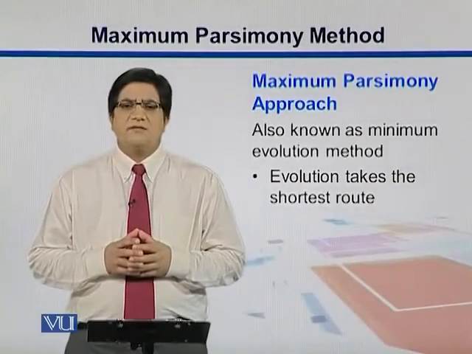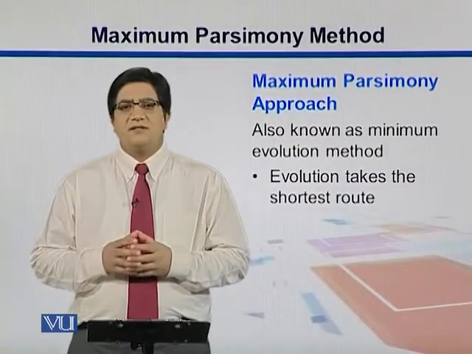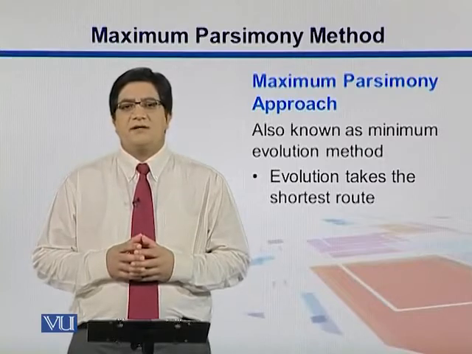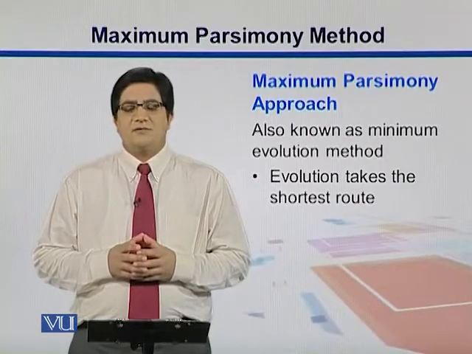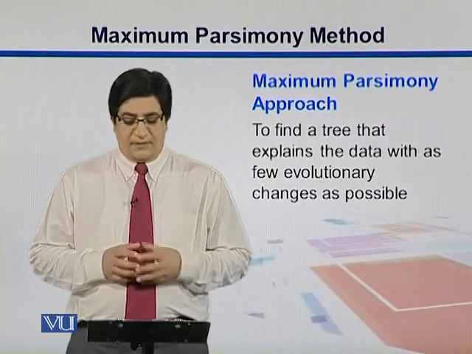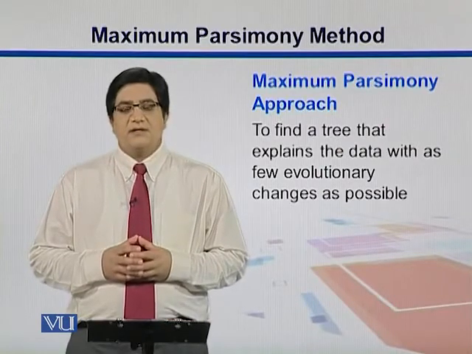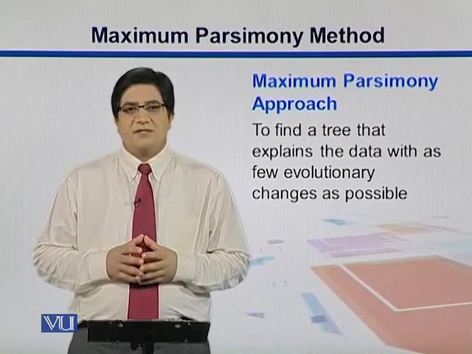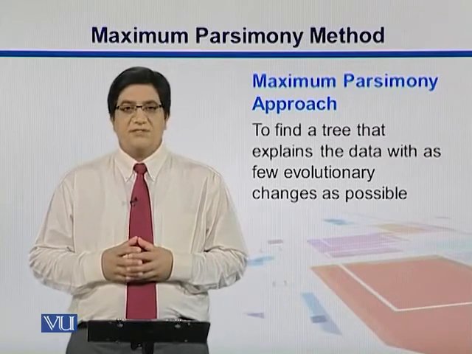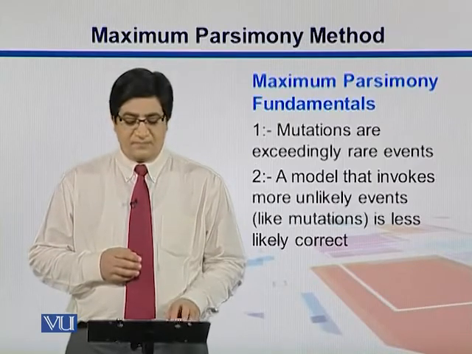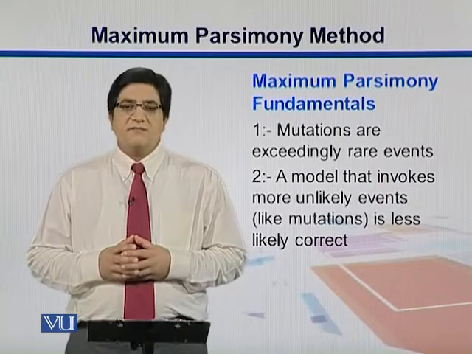Maximum parsimony is also known as minimum evolution methods, and the assumption is that evolution takes the shortest routes. It tries to find a tree that explains the data with as few evolutionary changes as possible. And there are two basic fundamentals.